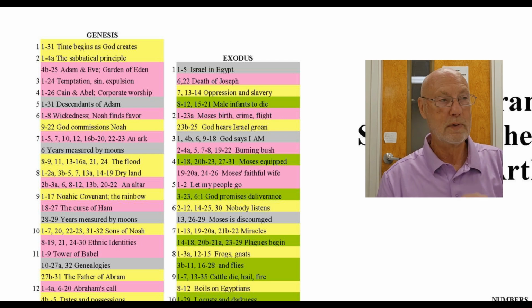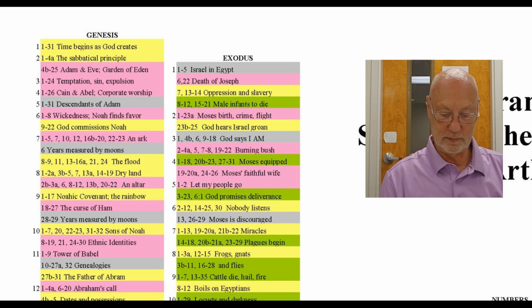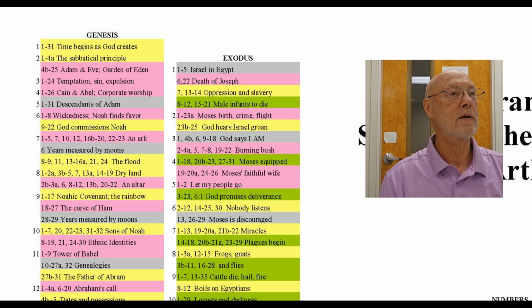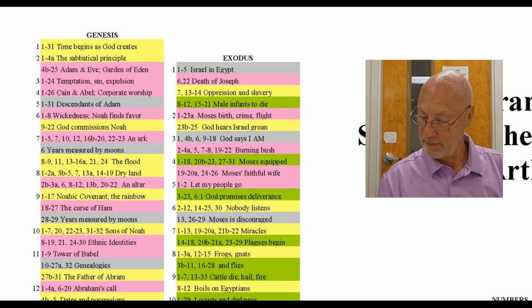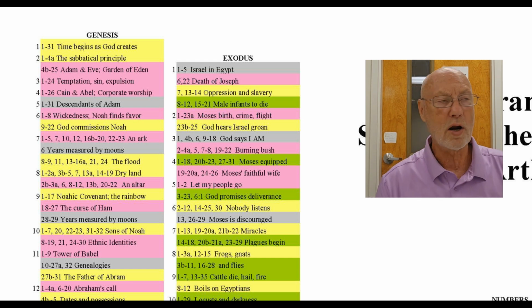Chapter 2. What source is chapter 2 of Genesis? What color is it? The priest? Yeah. Oh, no, the Jehovah. Right. Chapter 2, 4b through 25. Adam and Eve, the Garden of Eden, right?